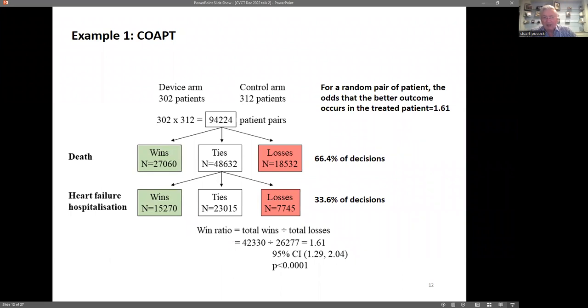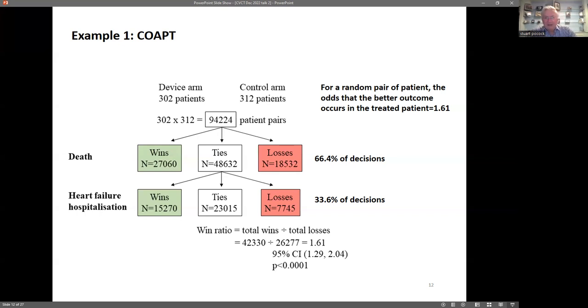So the win ratio is the total wins divided by the total losses. There are 42,000 odd divided by 26,000 odd, by adding up the greens and dividing them by the reds, gives you a win ratio of 1.61. The 95% confidence interval is fairly tight, 1.29 to 2.04, and the p-value from the Finkelstein-Schoenfeld test is p less than 0.001. And this shows overwhelmingly in favor of the MitraClip device.